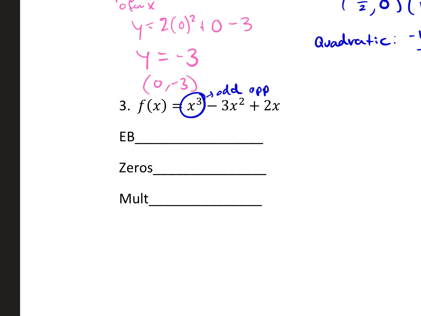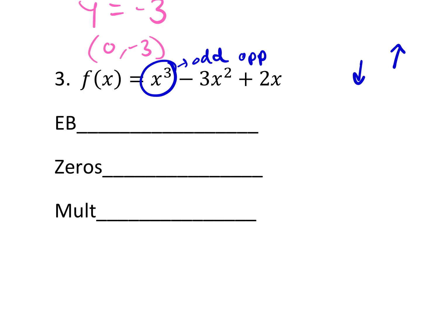So what does that tell us about our right arrow? If it's positive, the right arrow goes up. And since they go in opposite directions, the left arrow is going to go down. Now for our end behavior, we have to leave it in arrow notation. So we have as x goes to negative infinity, and as x goes to positive infinity, then y is going to go to blank.